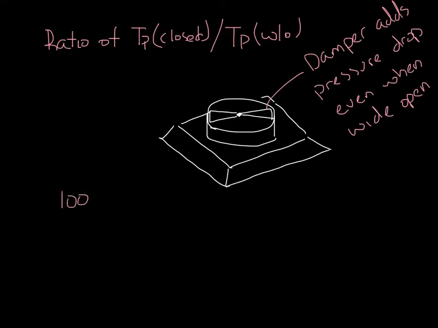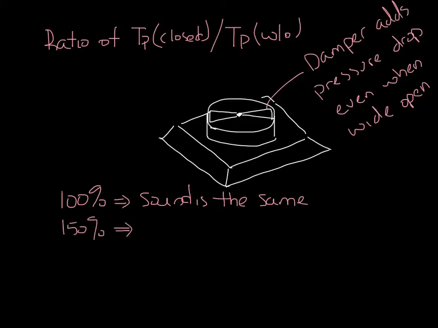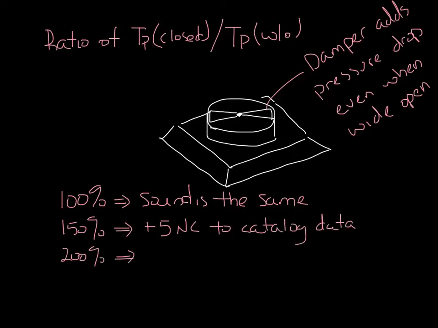If the ratio of total pressure is 100, the sound would be the same. If it's 150, you would add 5 NC to catalog data. If it's 200, you would add 8 NC, and at 400%, you would add 16 NC.